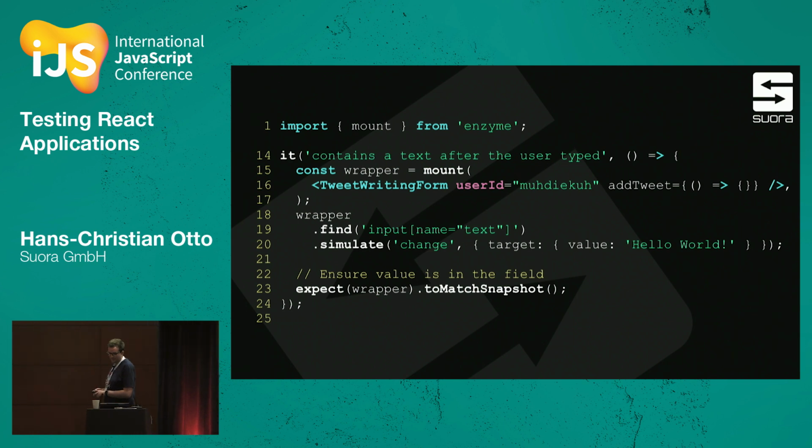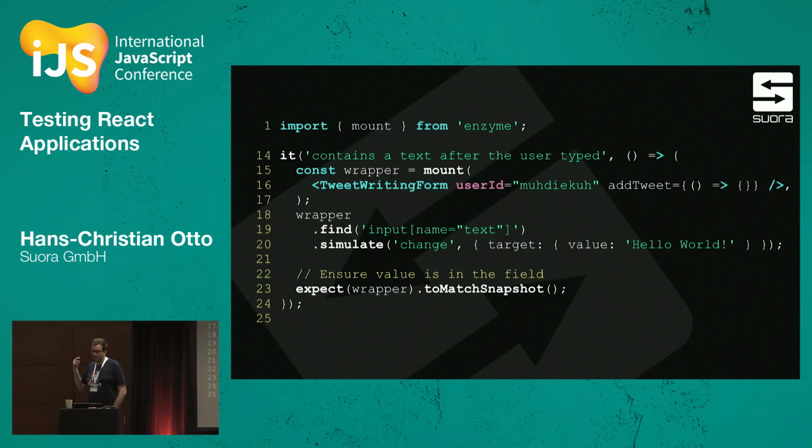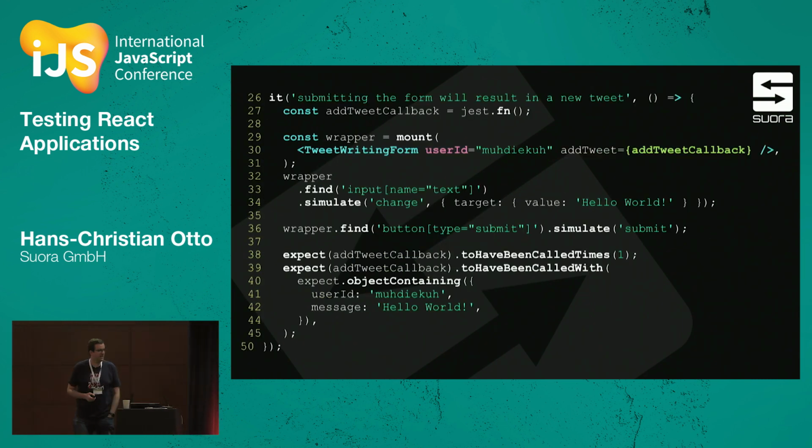The next interesting thing would be to use this add_tweet callback, which should be called when the user presses the tweet button here. So for that, I do have a test which again mounts my tweet writing form, simulates the change event, and then I simulate a submit event on the submit button.